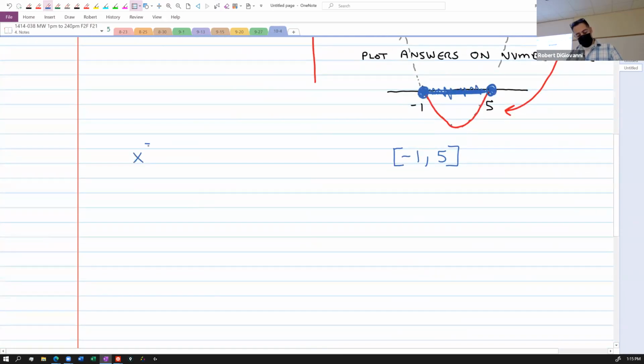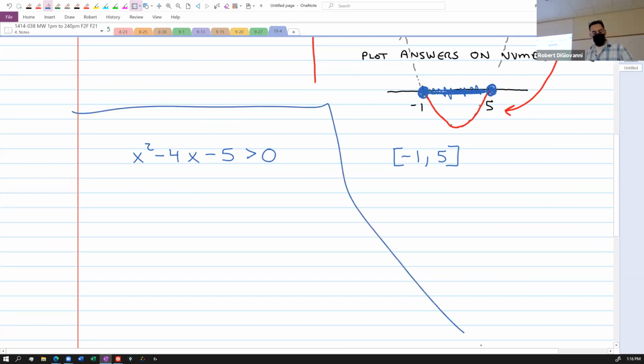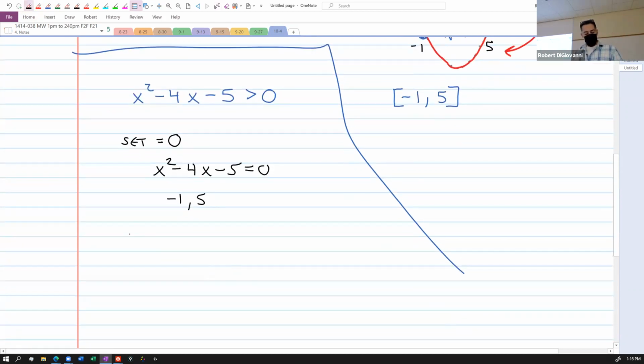What if the original problem was x squared minus 4x minus 5, let's say greater than 0, right? So how would this change? This is a different problem. Well, we'd still do the first step, which would be to set it equal to 0. So if we do that, nothing changes. We still get two solutions, -1 and 5. That makes sense? Number line now.